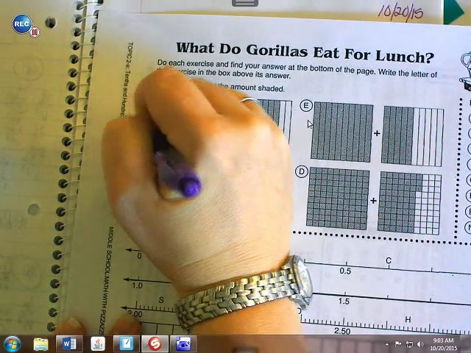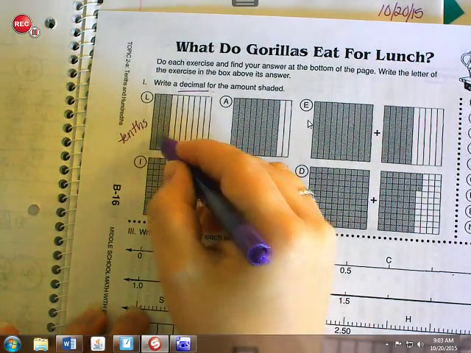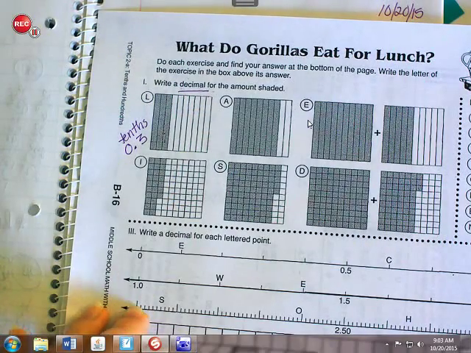So if we wrote 7 tenths, well, I'd have 7 in the tenth place. And it didn't give me a whole number, so that'd be a 0. So let's find the 7 tenths. That'd be C. Okay?